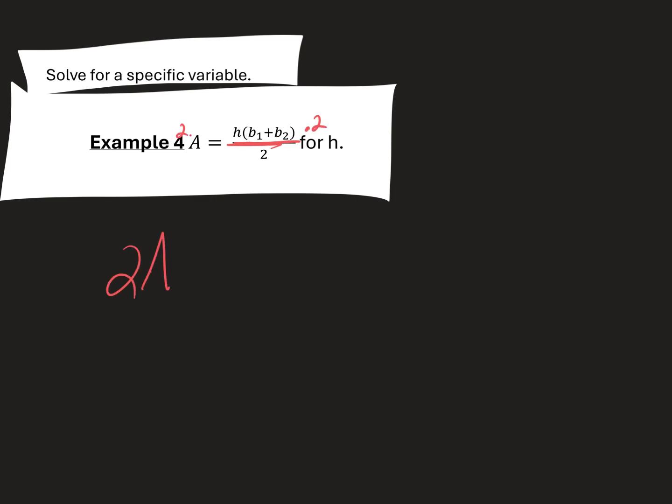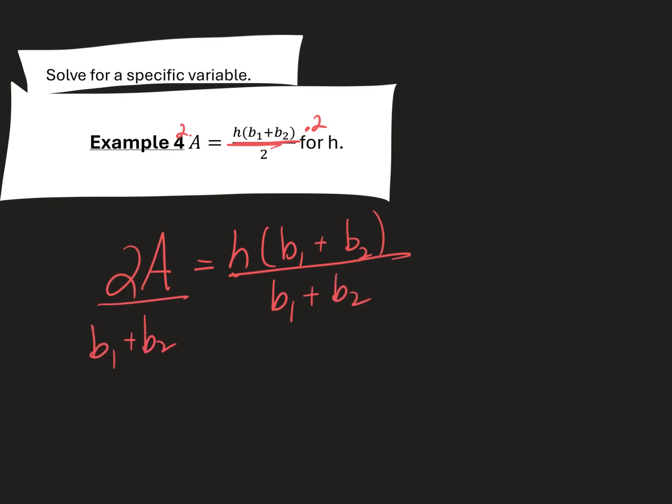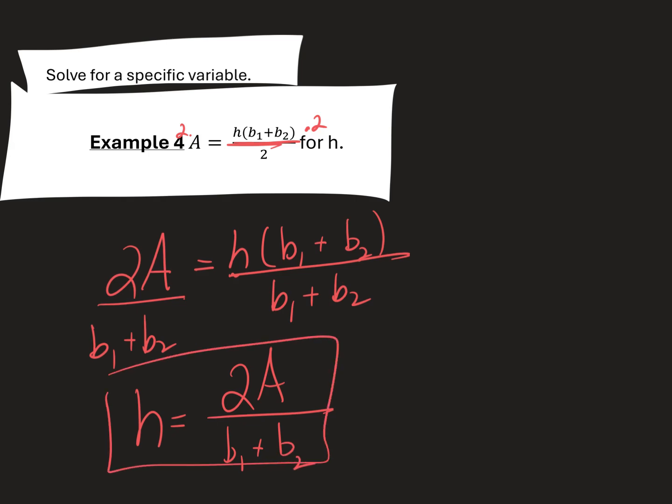So 2 times A equals, this is the formula for area of a trapezoid, I'm pretty sure. And so I would have the height times the sum of the two bases. And now to get h alone, I'm going to divide both sides by b sub 1 plus b sub 2. So h is going to equal 2 times the area divided by the sum of the two bases. And that would be my answer for getting h alone.